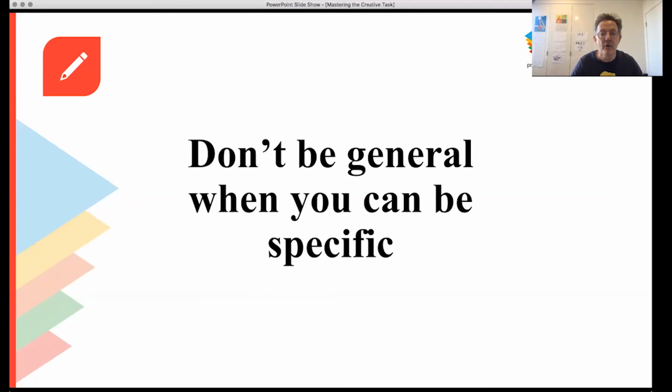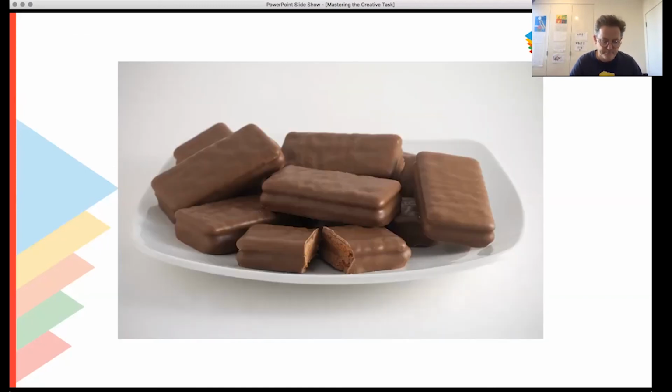Don't be general when you can be specific. Thirty years ago or close to it, I was at a writers' festival and I heard the writer and broadcaster Wendy Harmer say, sometimes it can be a biscuit, but sometimes it has to be a Tim Tam. I knew what she meant by that. It was about being specific over being general. I took that to heart, but it turns out I only worked out later that I took it way more literally than I should have.